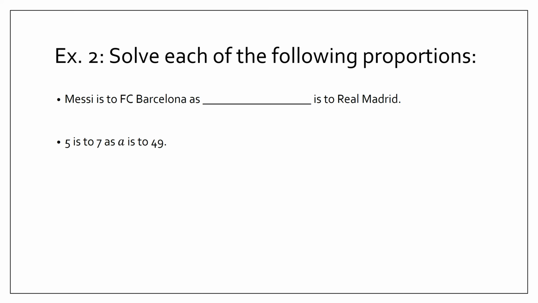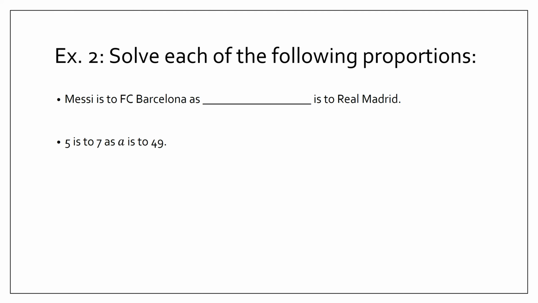You might see a different sort of problem, and that is this. The book's going to ask you things like 5 is to 7 as A is to 49. And we'll talk about what that means, but here's your example with words. Here's a sport that probably a lot of you watch more, and that is football, as in not American football, association football, world football. So Messi is to FC Barcelona as blank is to Real Madrid.